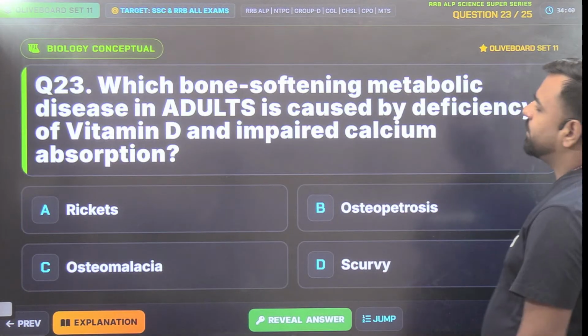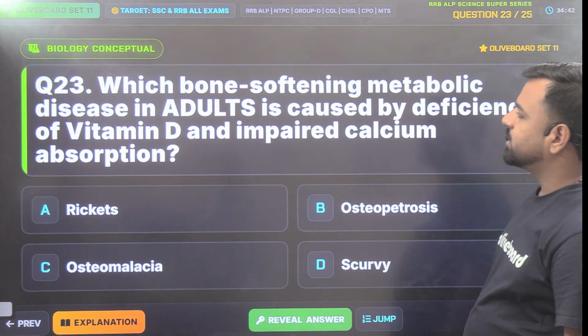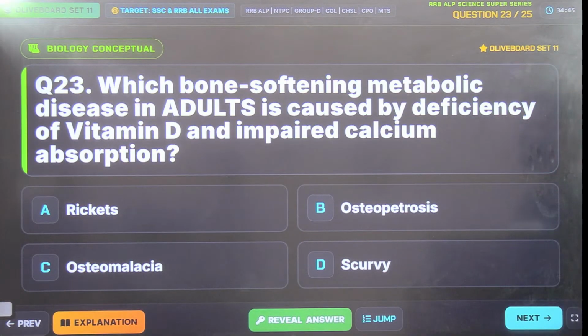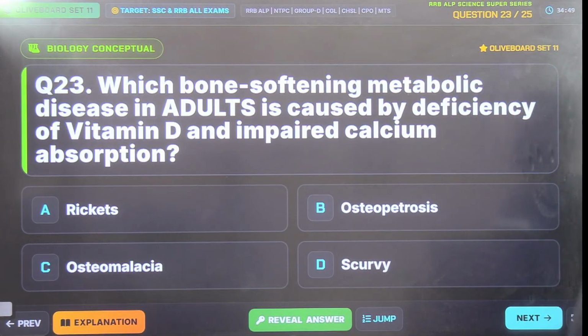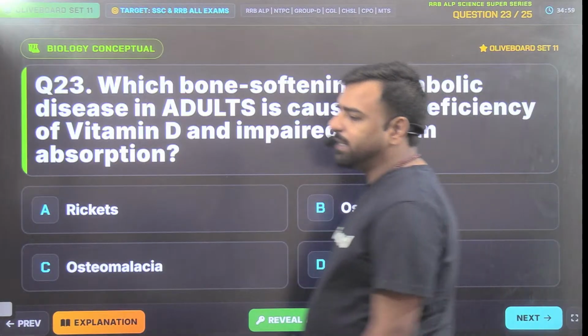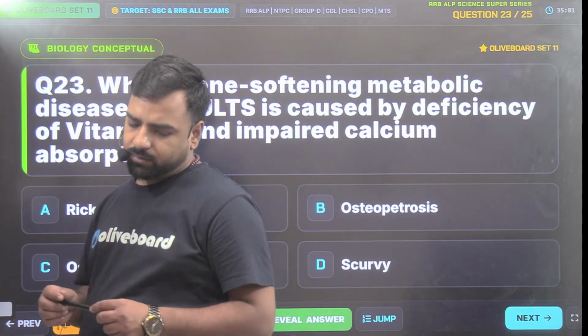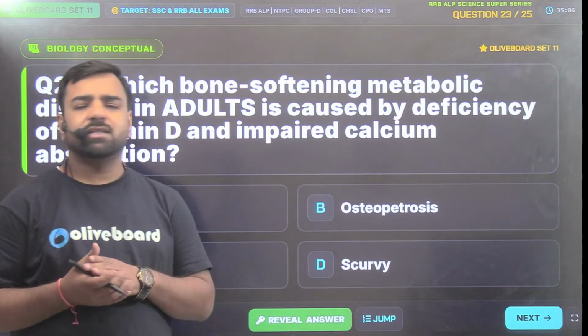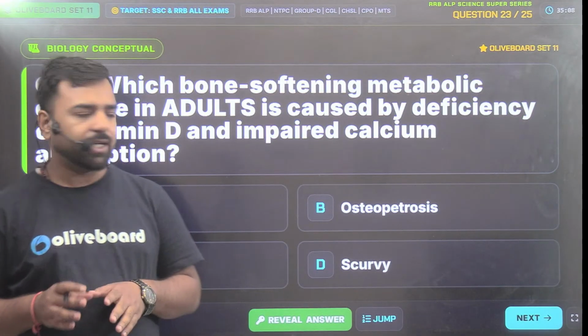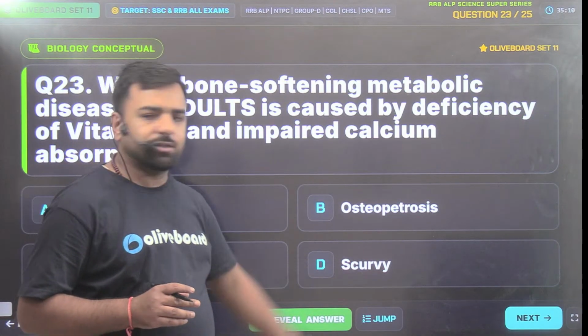Next, which bone softening metabolic disease in adults is caused by deficiency of vitamin D and impaired calcium absorption? Is it rickets, osteoporosis, osteomalacia, or scurvy? Scurvy won't be the answer. The reason is, in the case of scurvy, there is bleeding from the gums. And one more thing, if you're not having lemon or citrus fruits, this issue might come, right? That's because of lack of vitamin C. So that's not the answer.